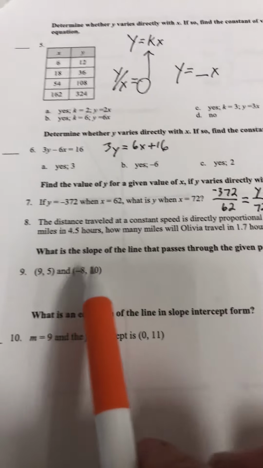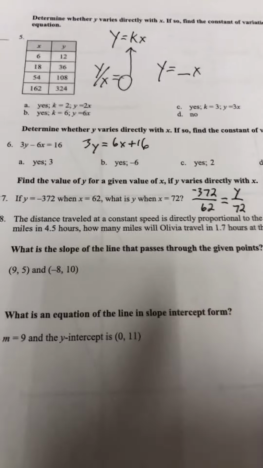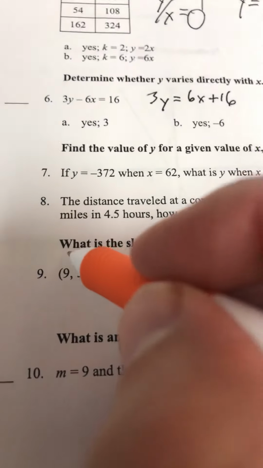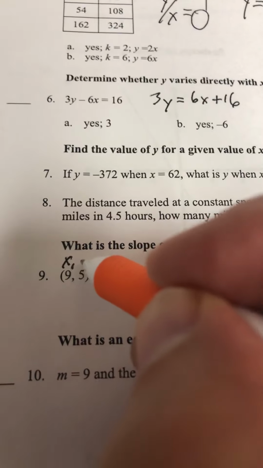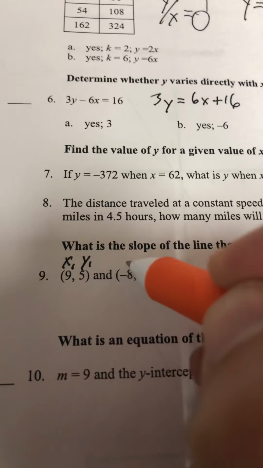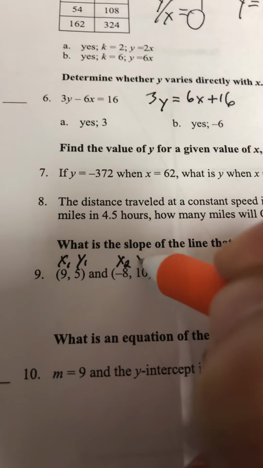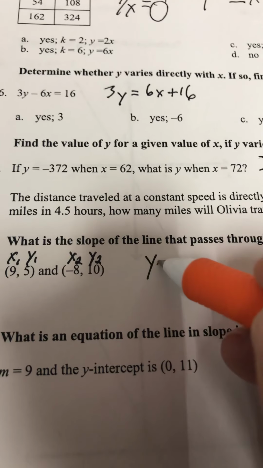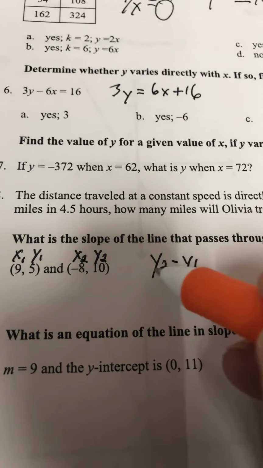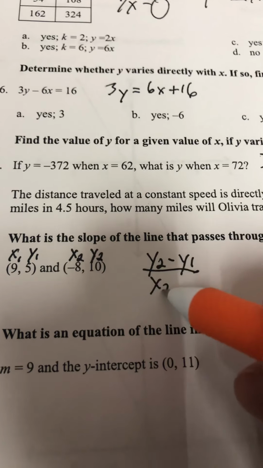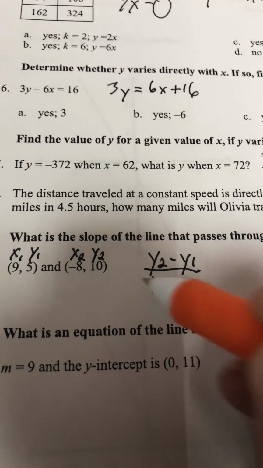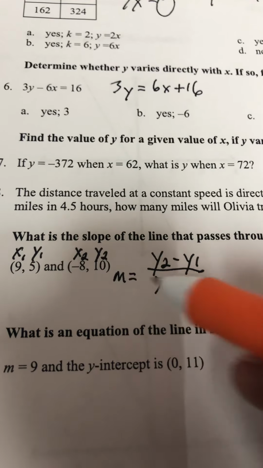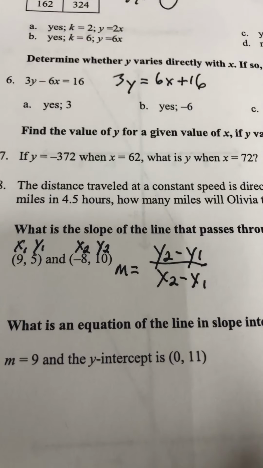For number 9, what is the slope of the line that passes through the given points? So I would label this your x1, your y1, your x2, your y2. And remember, to find slope, you're going to take y2 minus y1 over x2 minus x1. That's going to give you m. M equals your slope. Okay?